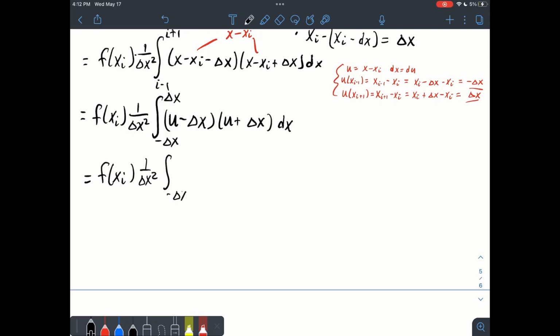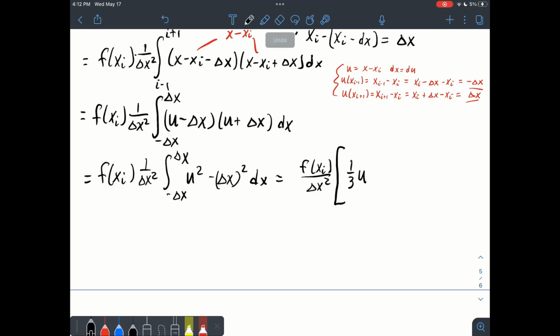Negative delta x to positive delta x, we're going to have u squared minus delta x squared dx, right? So now let's do the antiderivative. We're going to have 1/3 u cubed. Oh, this is not dx, this is du. Haha. Why didn't anyone tell me? Okay, u cubed minus u times delta x squared. And then we are going to evaluate from minus delta x to positive delta x.